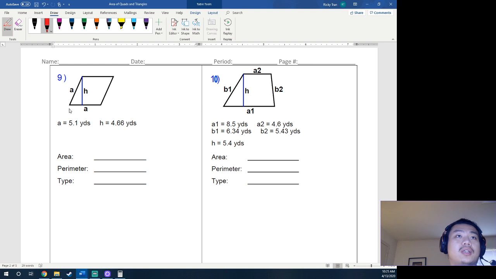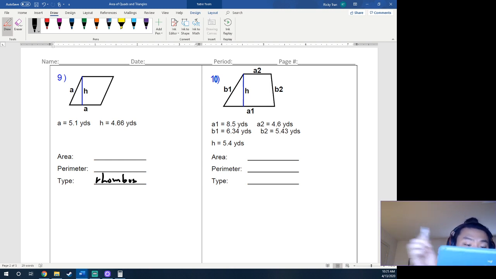All right, last two for quadrilaterals. Number 9 is going to be another rhombus, and we'll do number 10 later. So number 9, for area, it's just, again, base times height. All right, so the base is here, the height is here.